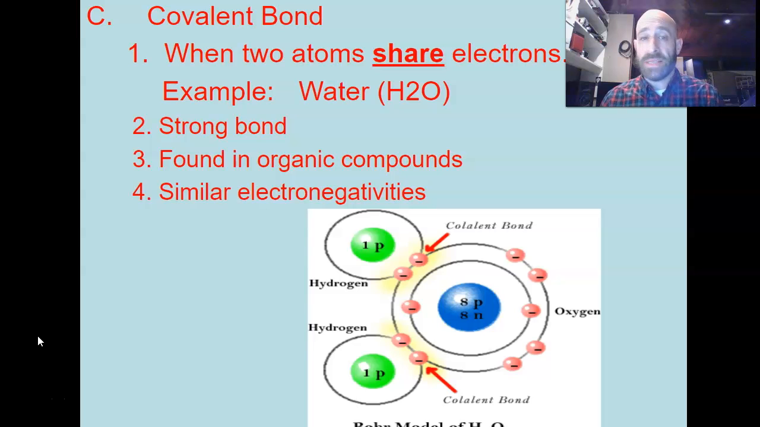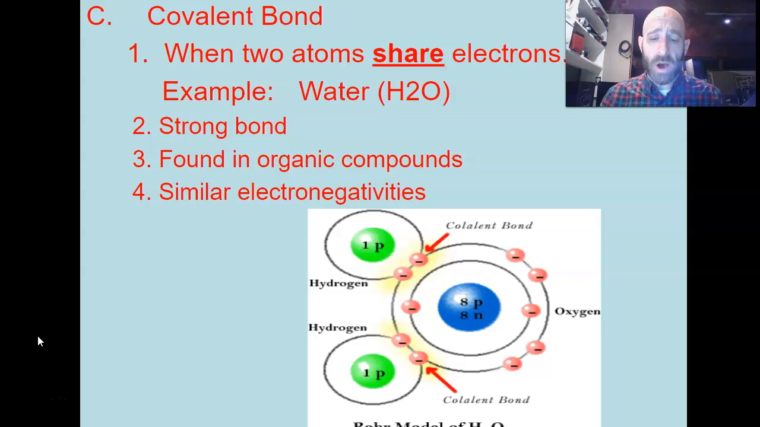So let's say one has 6 electrons in the outer ring and the other one has 2. That's probably going to be closer to maybe an ionic bond. It could be covalent depending on the situation. But let's say it's like 4 and 4. If one atom has 4 and the other one has 4, we know that they don't want to give up any electrons, so they're going to share. So that's going to be called a covalent bond.